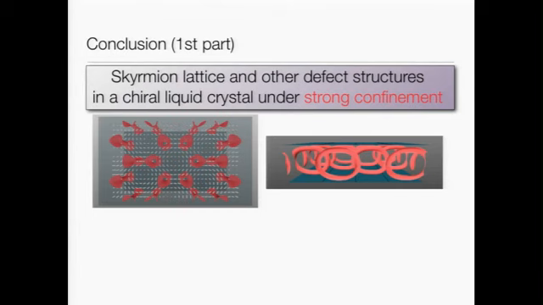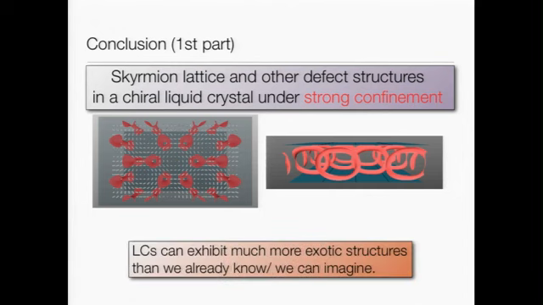Let me conclude the first part of my talk. By confining chiral liquid crystals in a very thin cell, we found the possibility of various defect structures, including skyrmion lattices, and this is a ring defect. I want to say that liquid crystals can exhibit much more exotic structures than we already know or can imagine. This is the message of the first part of my talk.